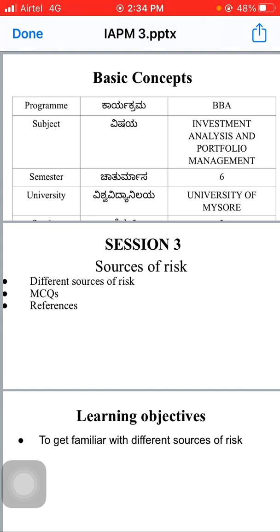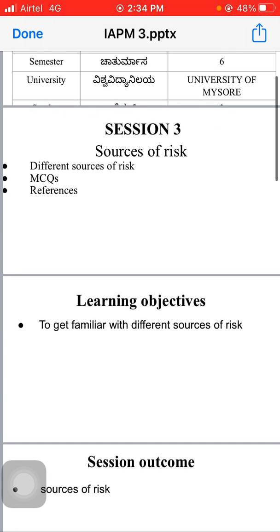This is my third session on the fourth unit, risk and return, and in today's session we are going to see what the different sources of risk are. In the first and second sessions we had seen what the meaning of risk is, what the different types of risk are and what the differences between those risks are. And in session 3 we are going to see the different sources of risk, and we are going to see the MCQs as usual.